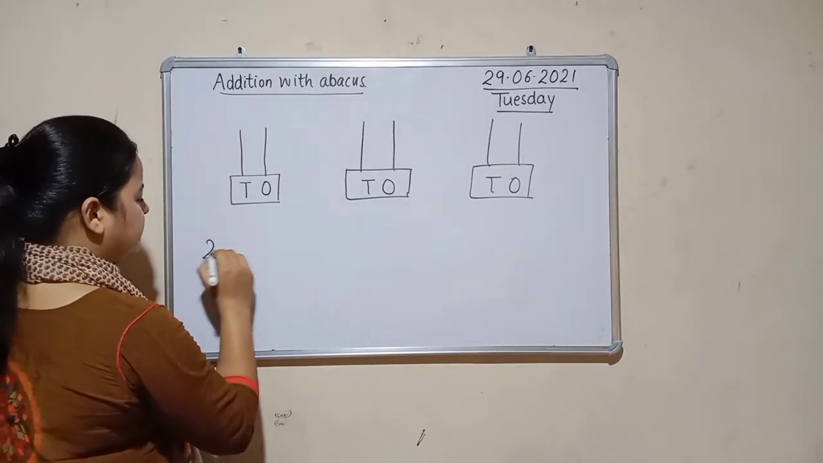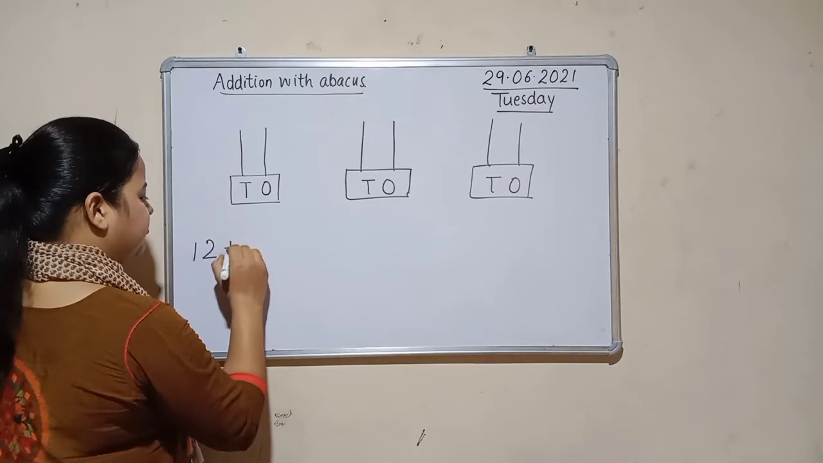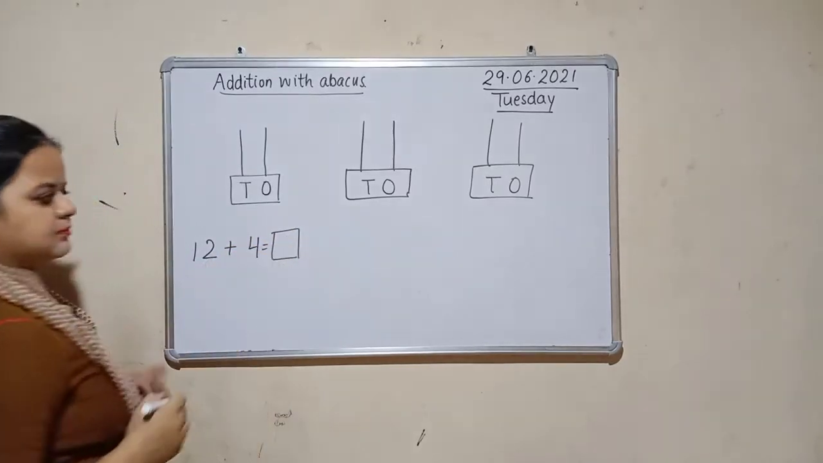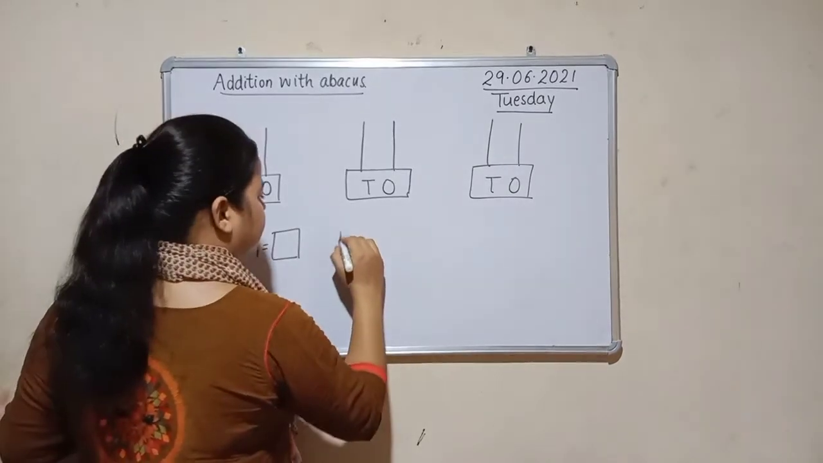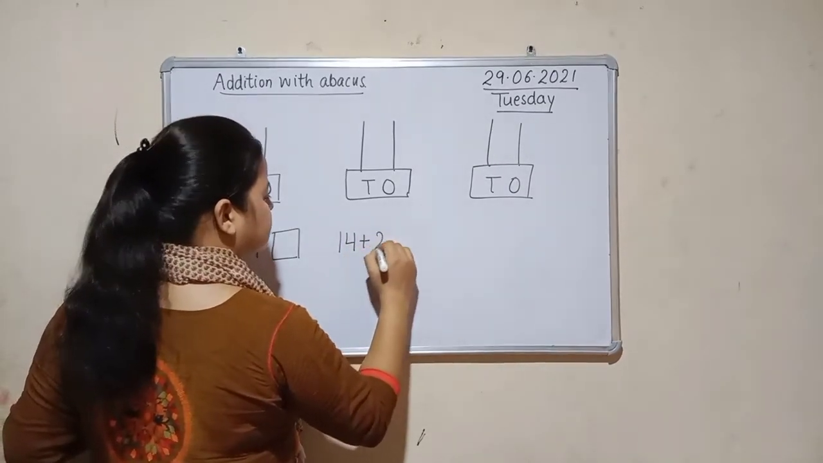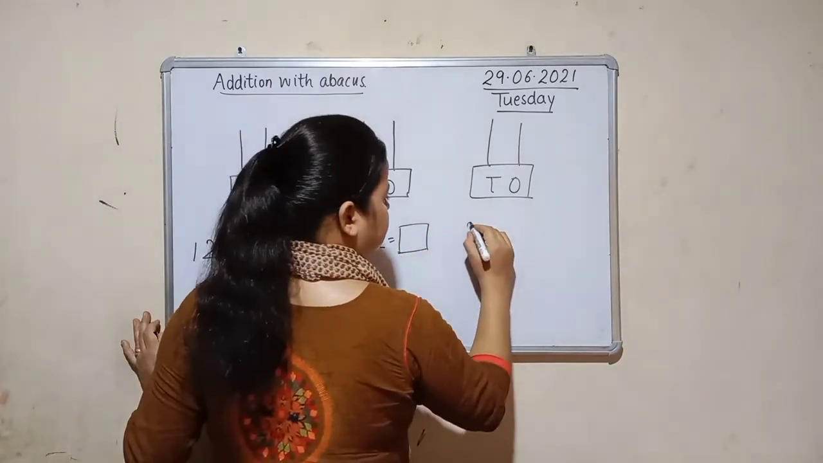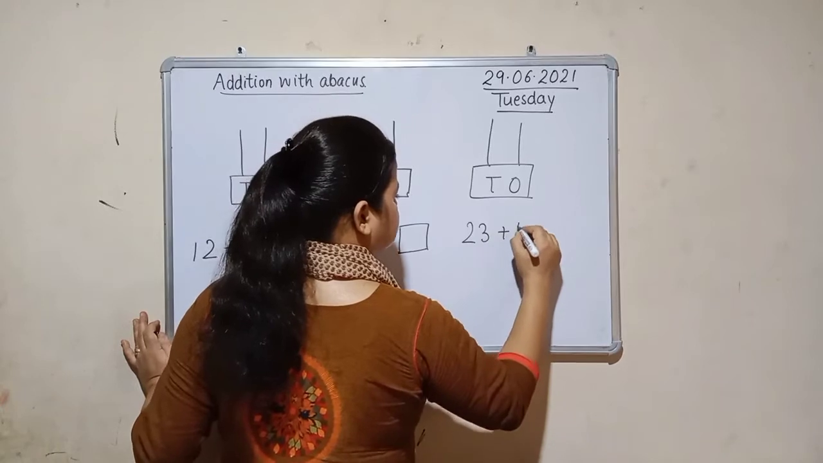Here is the sum: 12 plus 4. 14 plus 2. 23 plus 5.